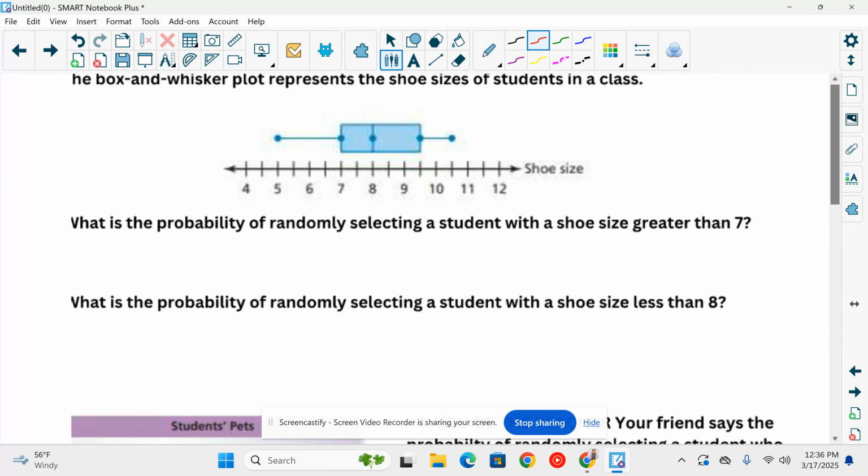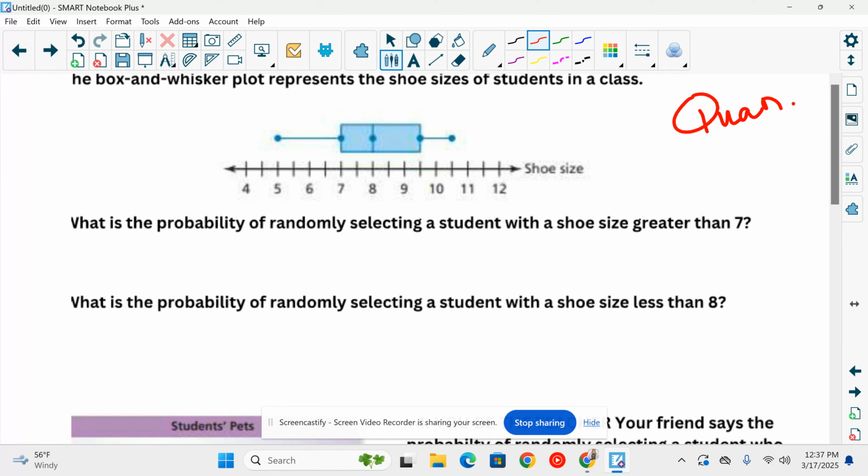Here we've got a box and whisker plot. The box plot represents shoe sizes of students in class. Is this a quan or a qual? It's a quan because shoe size is a number. Okay, we can actually do some math with that answer.